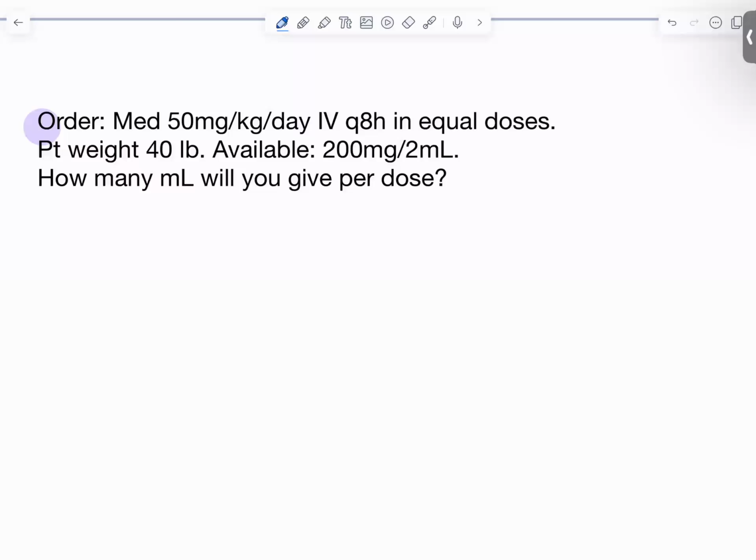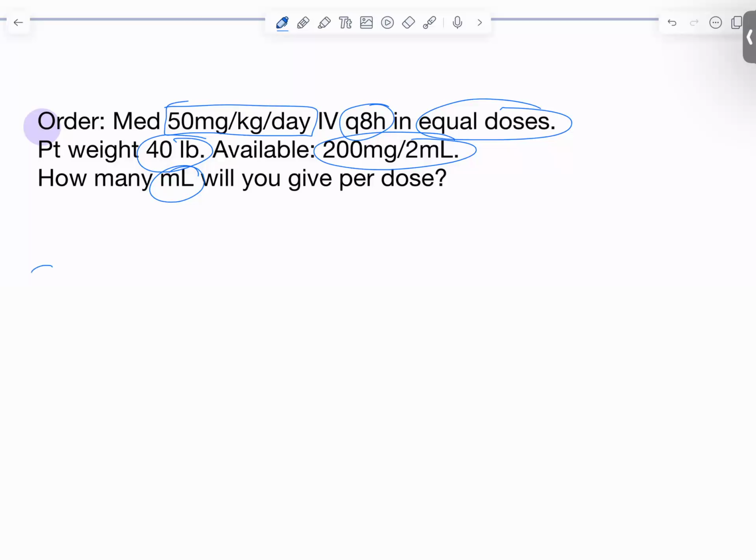See? So here's the problem that we're looking at. So when you're looking at this question, what is the given? Well, the given is the doctor's order. He ordered 50 milligrams per kilogram per day. That's a 3-factor. It's going to be given every 8 hours in equal doses. The patient's weight, how the med is supplied, and it's asking you to solve for milliliters. So it's telling you what the wanted is.